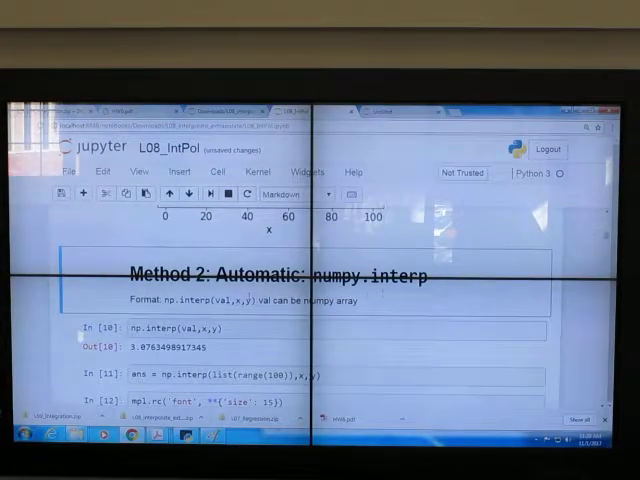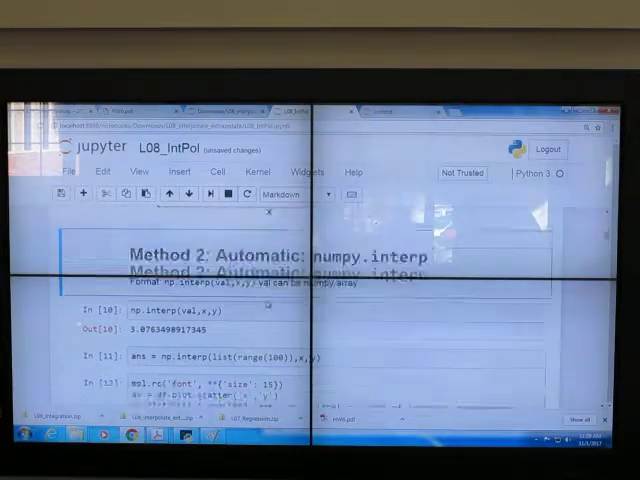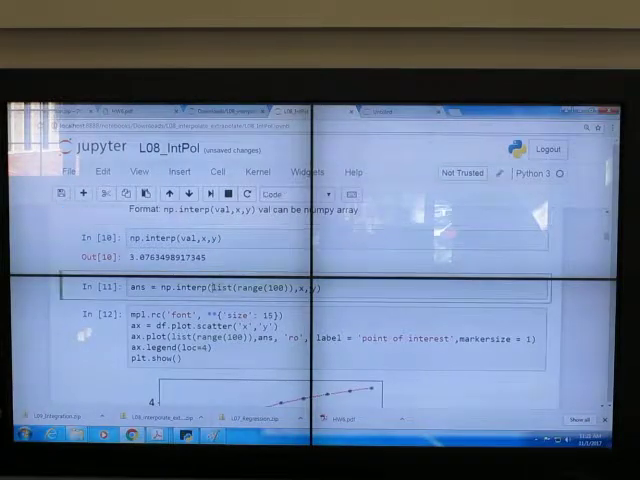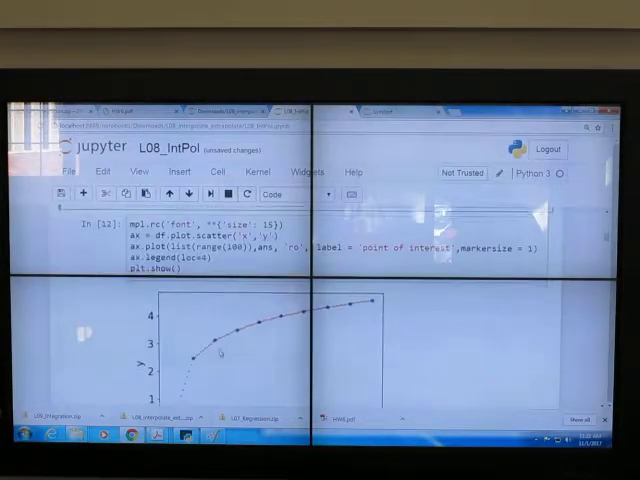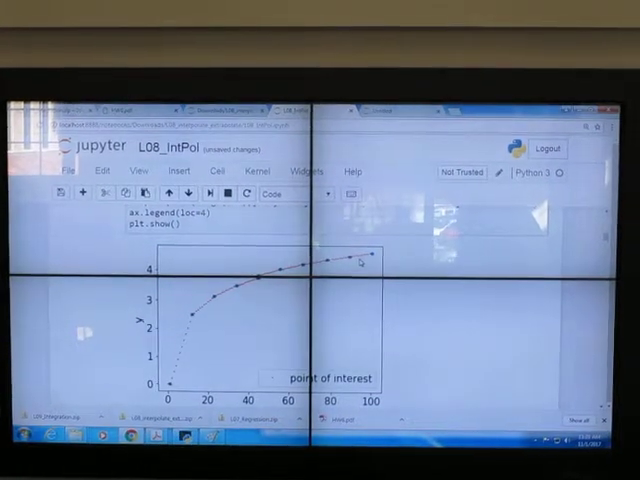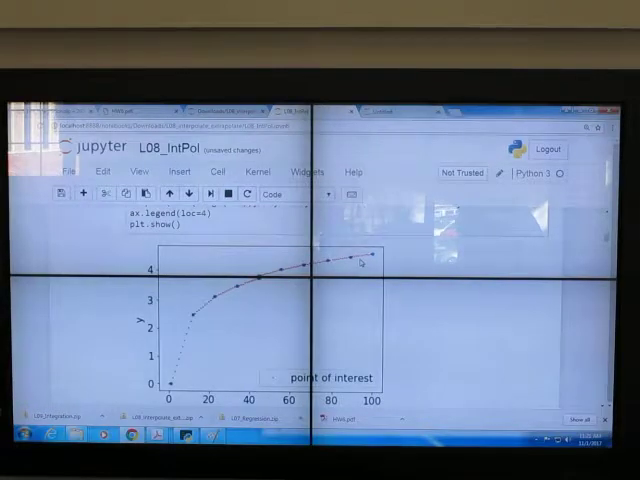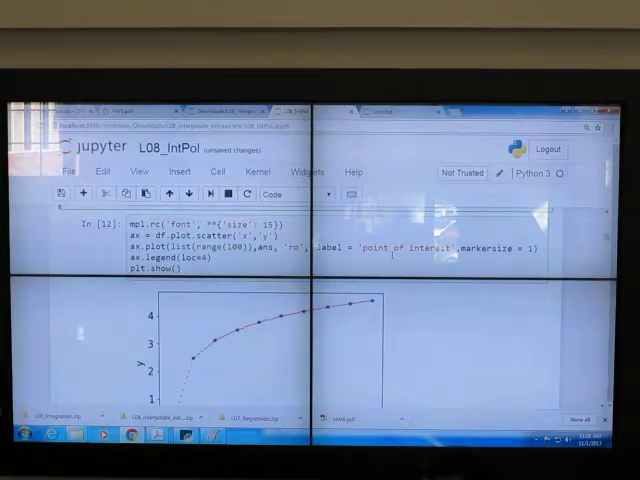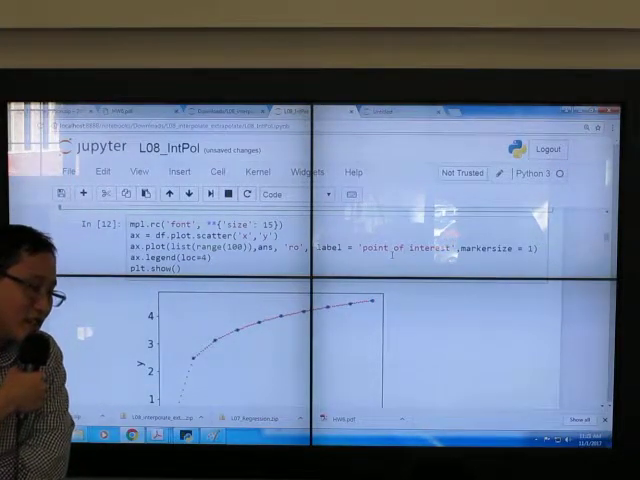Or you can use numpy.interp with val, x, y. Val can be a NumPy array with many points of interest. If you do that, it gives you the same thing. If you do many points of interest like that, then I get many answers. Run it. See if your code runs or not. Run until that line. That's input number 12. Come on. Does it work?